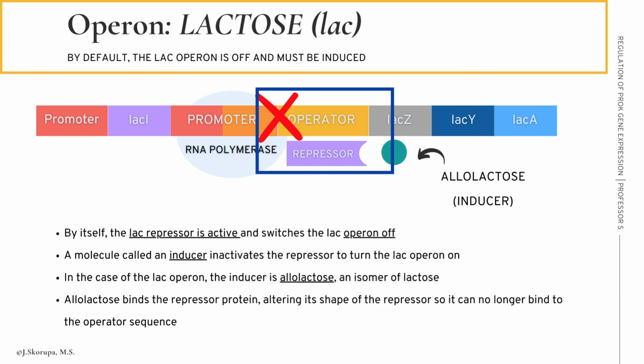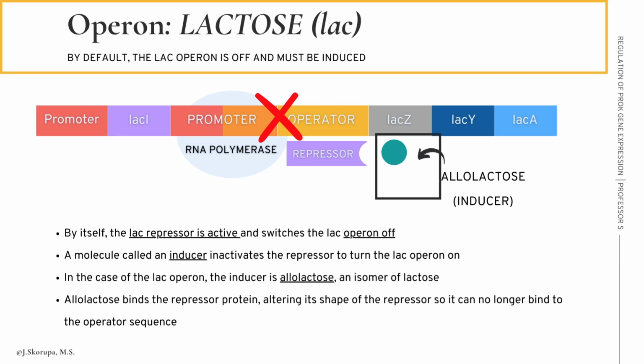So how do we turn it on? When allolactose is present, it signals to the cell that lactose is also present. In fact, again, allolactose is just an isomer of lactose. Remember, the job of the lactose operon is to make enzymes that break down lactose. By itself, the lac repressor is active and switches the lac operon off. Now watch the repressor.